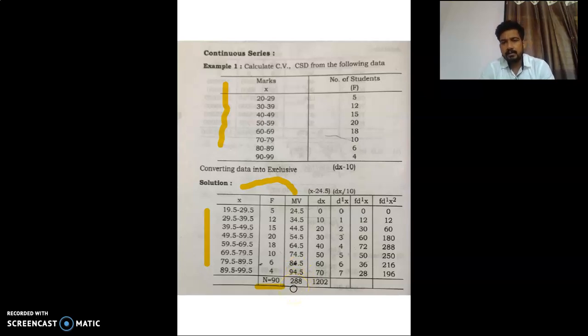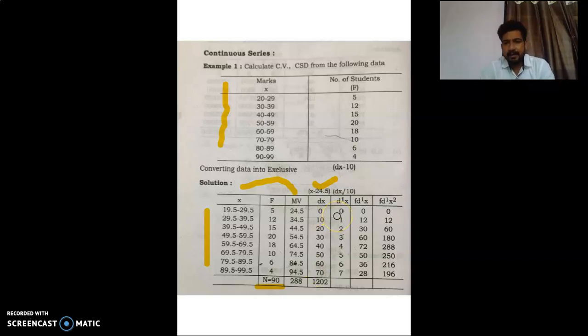Then we have to find the dx. Here we consider 24.5 as the assumed mean to calculate the dx value. So 24.5 minus 24.5 is 0, 34.5 minus 24.5 is 10, 44.5 minus 24.5 is 20, 54.5 minus 24.5 is 30, 64.5 minus 24.5 is 40, and like this. And then you just have to do the summation of dx, which is 1202.